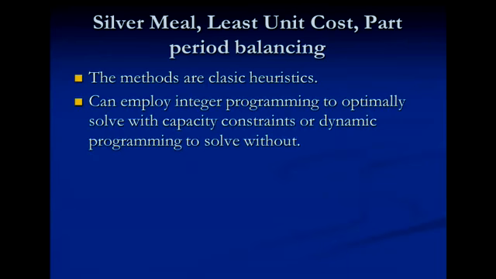Silver-Meal and least unit cost are what you would call classic heuristics. You would never actually run them, and actually, you can solve the problem by integer programming, so you don't even have to do them. But you have to know them for the test because there'll be a problem on one of the two.